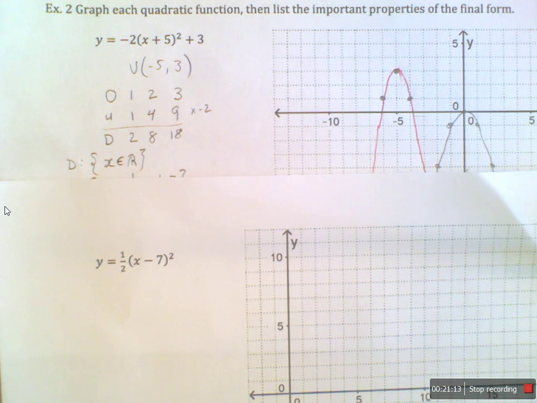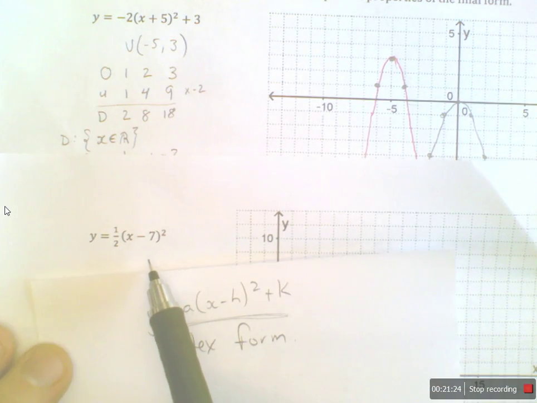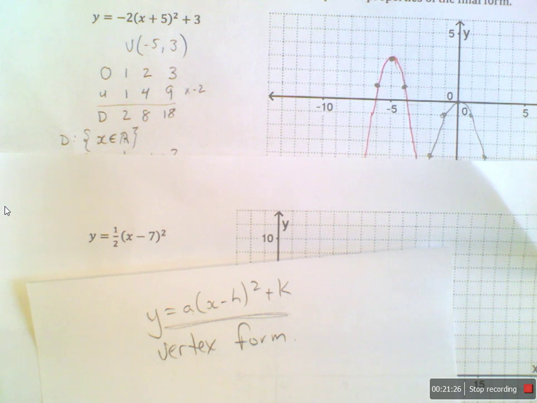Y equals 1/2 times x minus 7 squared. What does it have? What does it not have? Are you starting to see this in that equation? Starting to notice the a value, the h value, the k value? That's where you want to be. So what does it have? What does it not have? Jaden?